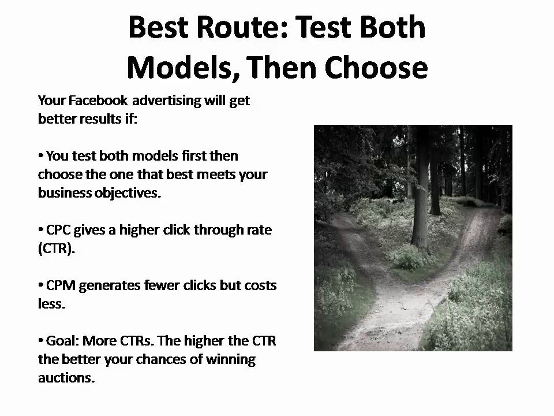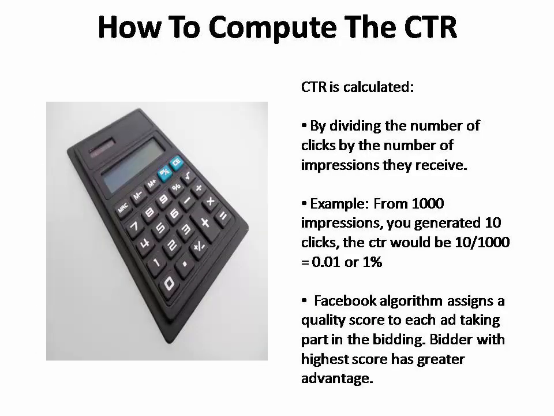Generally, CPC gives a higher CTR, while CPM generates fewer clicks but costs less. The higher the CTR of your ad, the better your chances of winning auctions. CTR is calculated by dividing the number of clicks by the amount of impressions they receive. For example, if you received 1,000 impressions and generated 10 clicks, your CTR would be 10 divided by 1,000, or 0.01 or 1%. In an auction, the Facebook algorithm assigns a quality score to each ad taking part in the bidding, and the advertiser with the highest score has the biggest advantage.